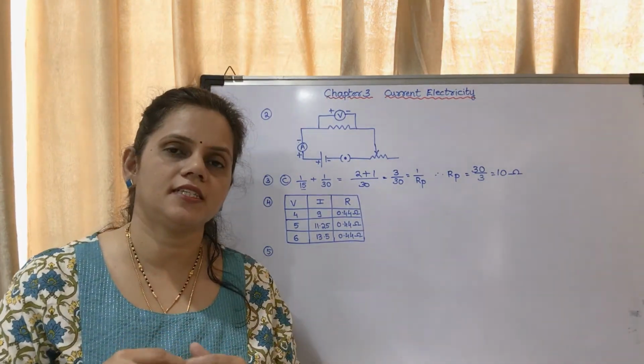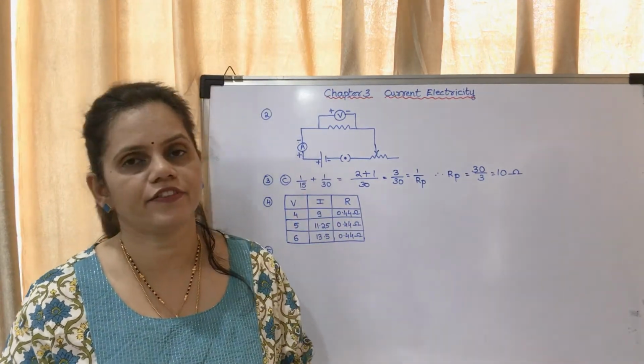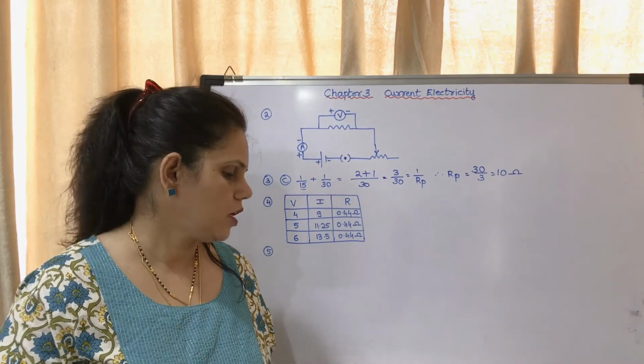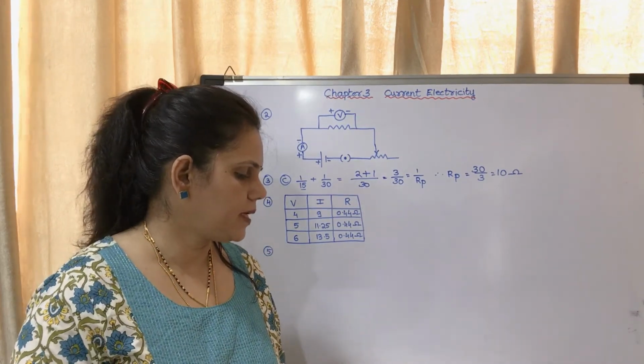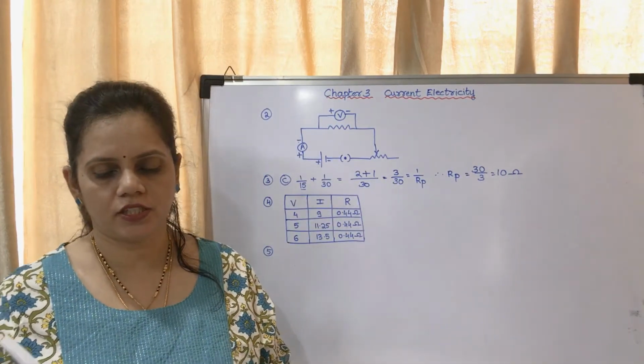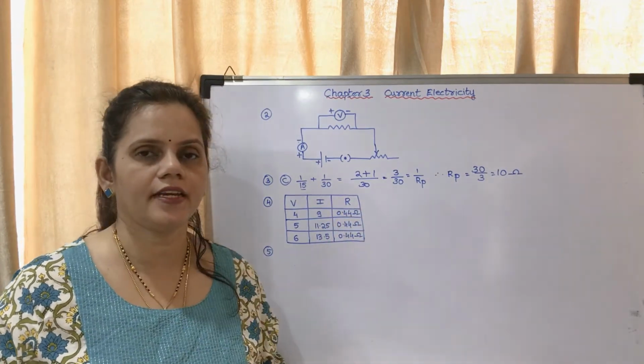If your answer is in series, then you will have to add 15 and 30. It will become 45 ohms. So, the following table shows current in amperes and potential difference in volts. I have calculated the resistance in each and every case.